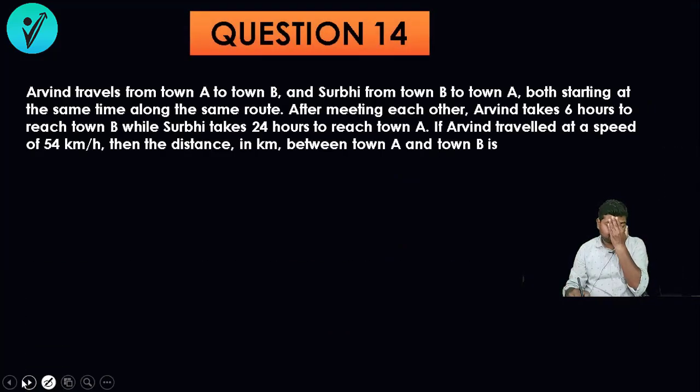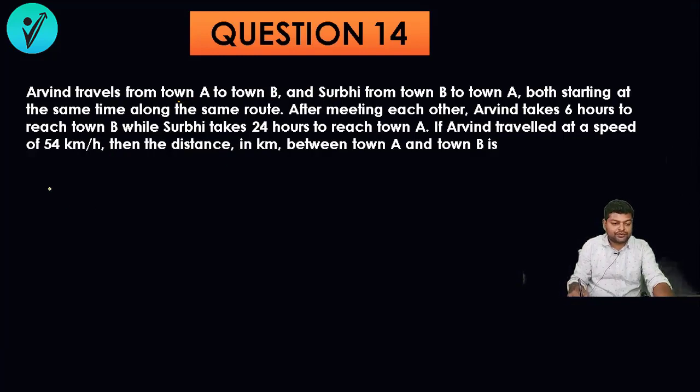Next we have is question number 14. So question number 14 says that Arvind travels from town A to town B and Surbhi from town B to town A. Okay, so suppose this is town A and this is town B. So Arvind is traveling in this direction and Surbhi is traveling in this direction.